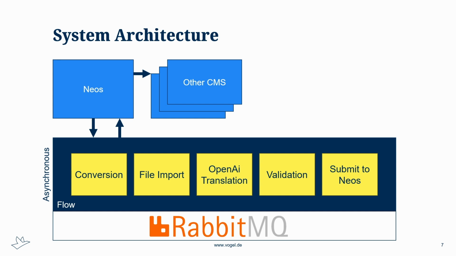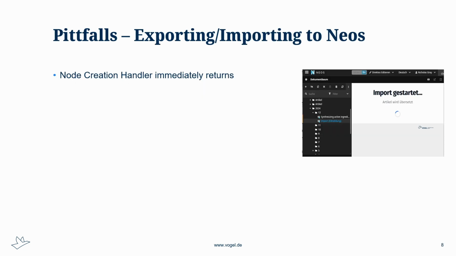So still sounds easy, but where were the pitfalls? The first pitfalls we encountered were directly in the beginning. We use a node creation handler to basically check where the article is, where we need to fetch it from. And then we realized, okay, but the node creation handler immediately returns and basically shows an empty page or an error.